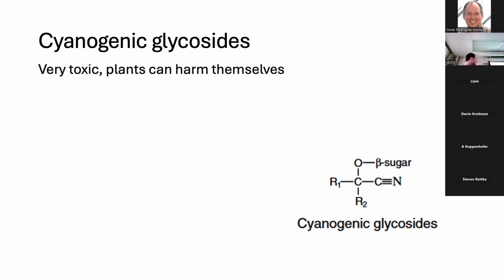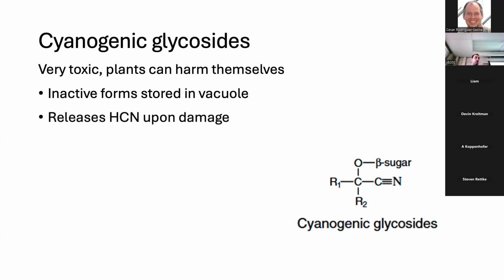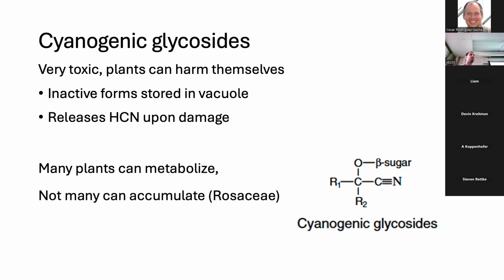And so how these guys work is they are very toxic, so toxic that the plant can harm itself if it has them. So they're stored in inactive forms within the vacuole, which is an organelle for storage. And when it's damaged, it releases this cyanide group. And that's very toxic. It's toxic to the plant. It's toxic to the thing that eats it. And so many plants can metabolize these. However, it's very rare for a plant to accumulate them because it's so dangerous for the plant to have it. Rosaceae, the apple family, are well known for being able to accumulate it.